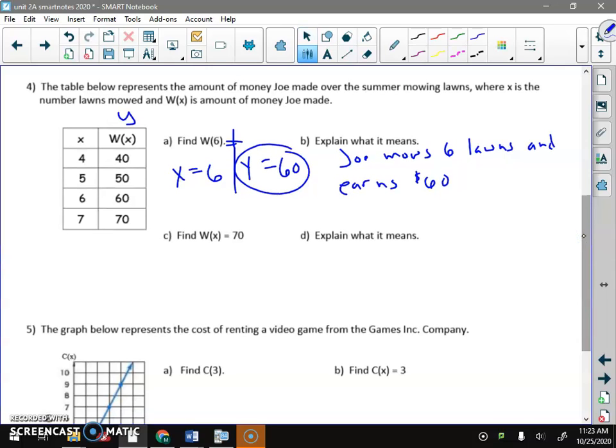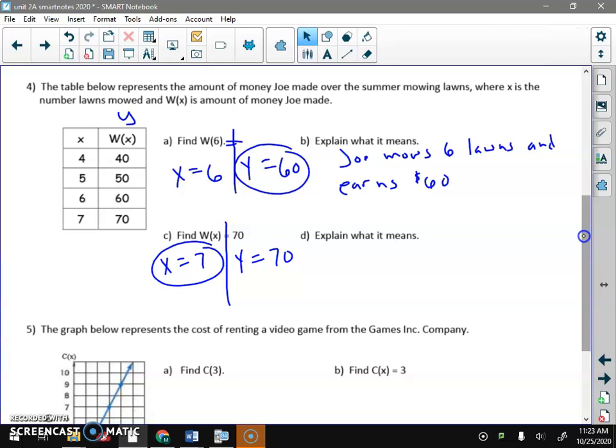All right, let's do it again. Draw our Great Wall, X equals, Y equals. How does this differ? The 70 is the Y side, or in this case, the money side. X is 7, circle it. Let's give it a rest for a second. Then I'll write my words.